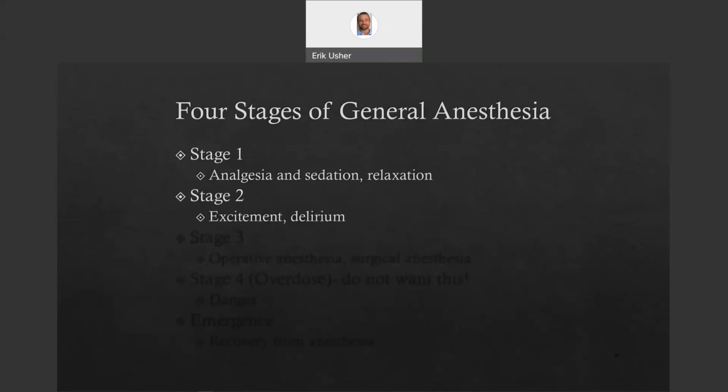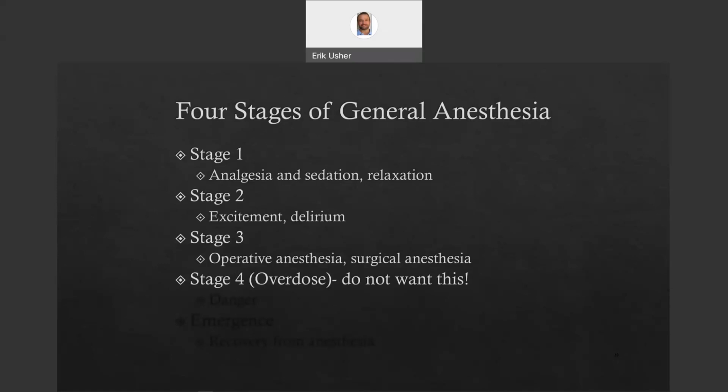Stage two can be some excitement and delirium, a kind of euphoric feeling as the patient gets a little more medication. They may have a little excitement, but they're feeling altered at this point. Stage three is the operative anesthesia, surgical anesthesia. That's where they're asleep, they're out. They'll use a little unit to measure muscle contractions on the head to see how well they are under, if they need a little bit more. Stage four is an overdose. That's something you don't want. That's somebody who got a little bit too much, and that's dangerous. They can be hypotensive. You can get cardiac dysrhythmias. There can be respiratory involvement.